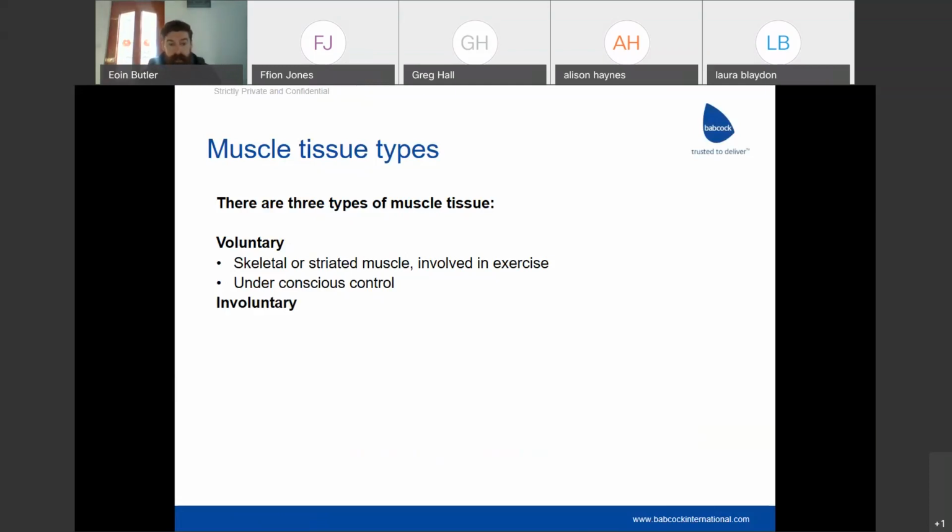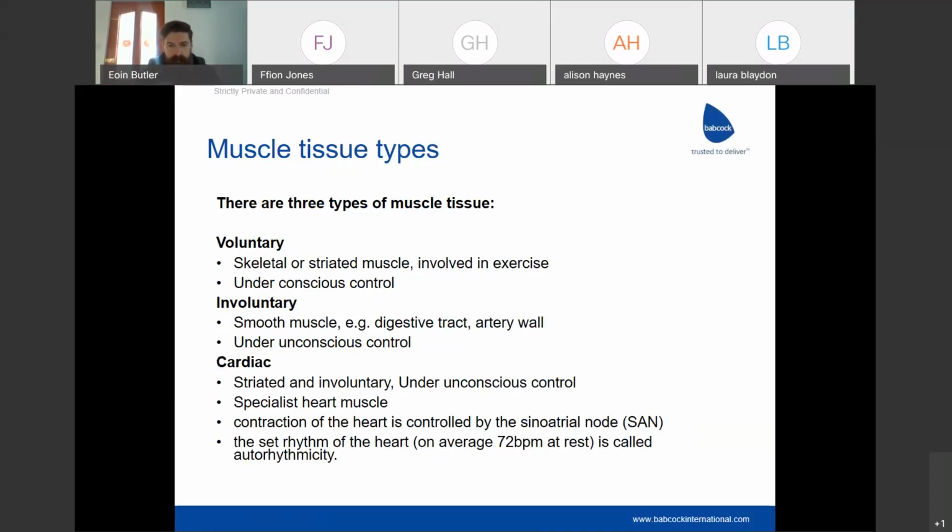The next one is involuntary. So involuntary muscle is also known as smooth muscle. It's found in places like the digestive tract and the artery walls. This is under the unconscious control of the nervous system. So we don't decide to contract or relax these muscles. So for example, in digestion, in the digestive system, we can't switch it off or switch it on again. Okay. And the final one is cardiac muscle.